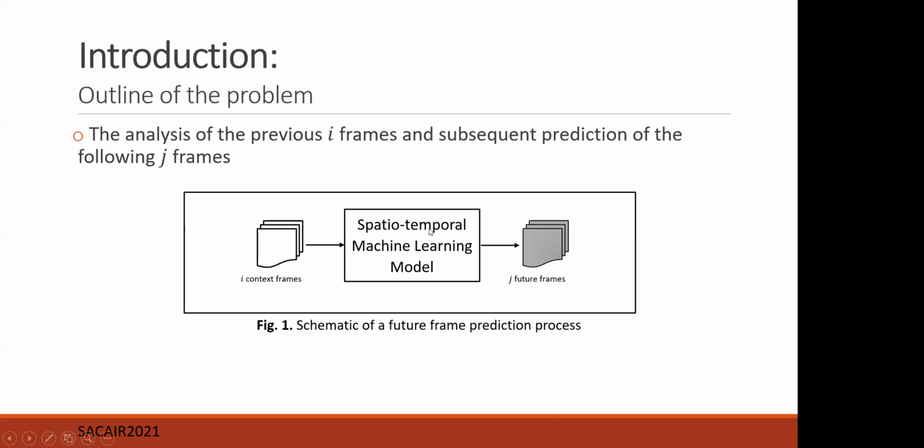So if we consider the machine learning model in figure 1, we see that it receives I context frames and is tasked with predicting the following J future frames, which means the model would have to analyze the input frames, derive patterns within those frames, and thereafter use those to predict the following frames. As such, it would need to model the temporal relationships within the data as well as the spatial aspects.